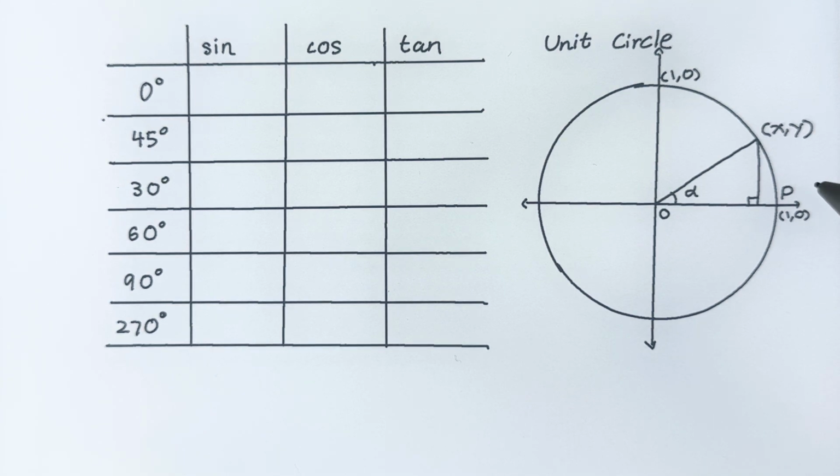So this will mean that, based on the definition of coordinates, the x value will be this part, and the y value will be this part. And then, since the unit circle has a radius of 1, the hypotenuse will be 1 in this case. Using this, we can calculate the sine and cosine first.